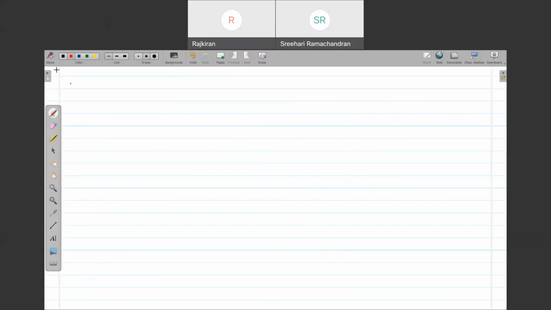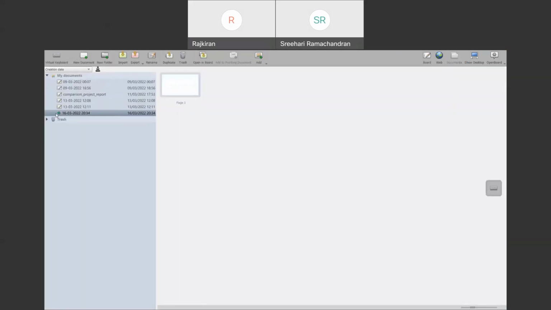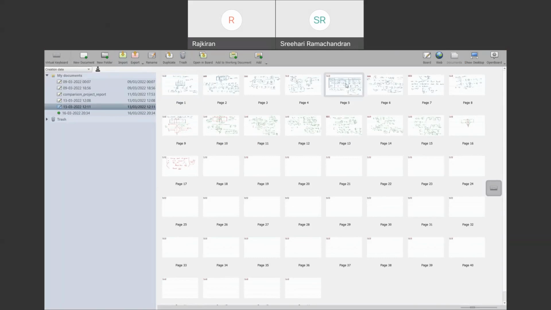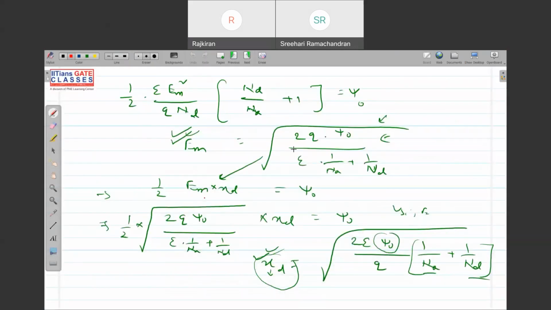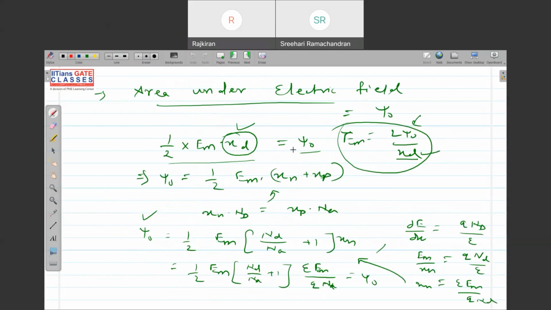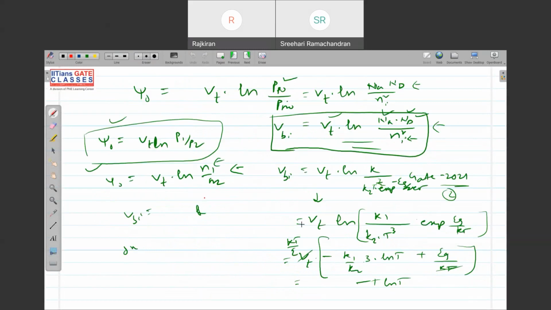If you see this one, last time we have derived the built-in potential, which is nothing but Vt ln (Pp/Pn). Or if I put P1 and P2 on the p side and n side, I got Vt ln (Na Nd / ni squared), right?